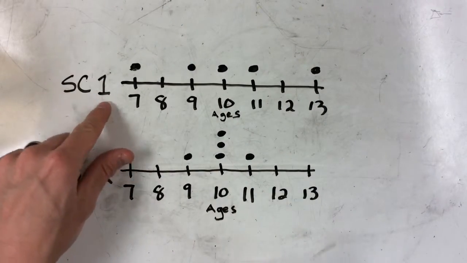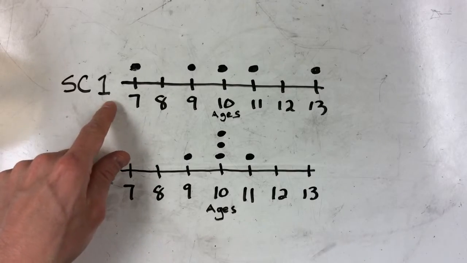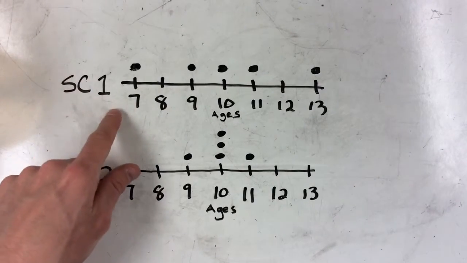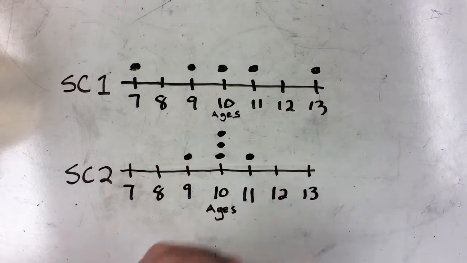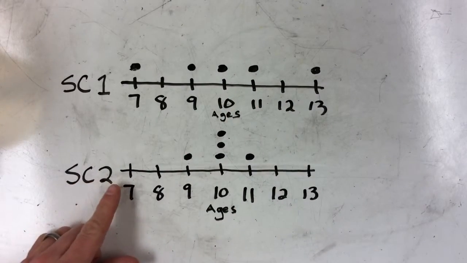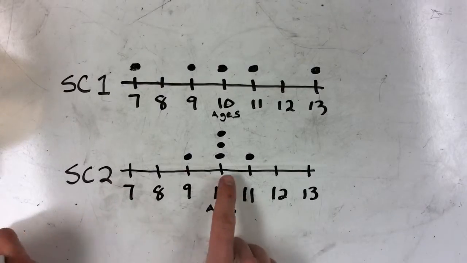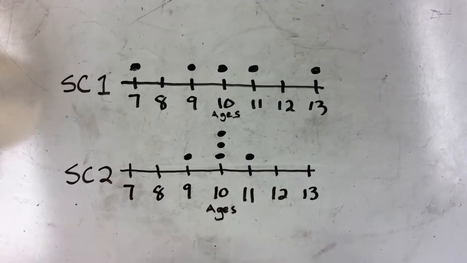So SC1 stands for Summer Camp 1, and at the first summer camp here, we have a 7-year-old, a 9-year-old, a 10-year-old, an 11-year-old, and a 13-year-old. At Summer Camp 2, we have a 9-year-old, 3 10-year-olds, and an 11-year-old.